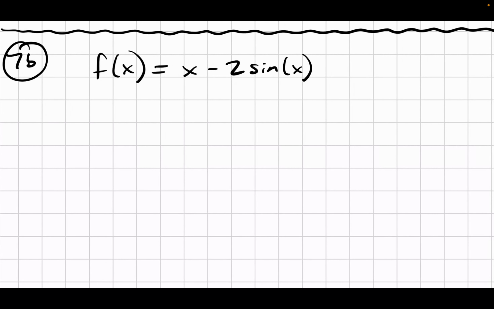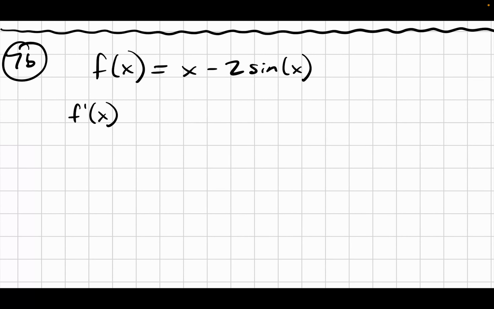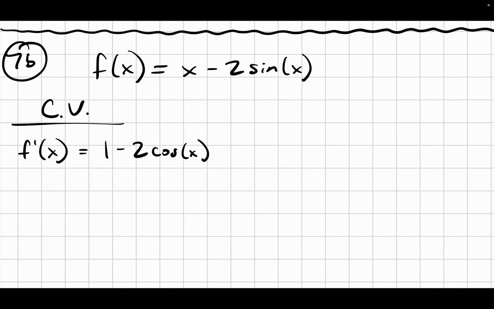For this guy, are we going to need to use the product rule, quotient rule, or chain rule? No, none of them, just the power rule. The derivative is 1 minus 2 cosine x, since the derivative of sine is just cosine, right? That's the derivative. Okay. Set it equal to 0.